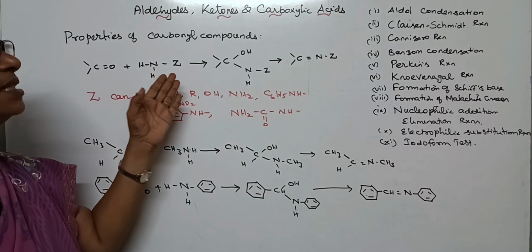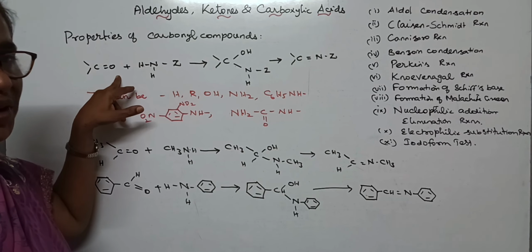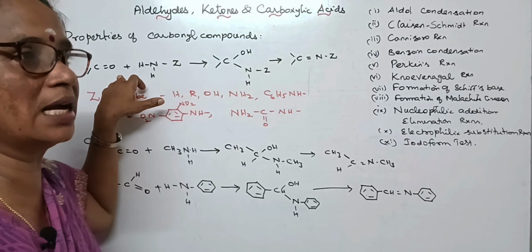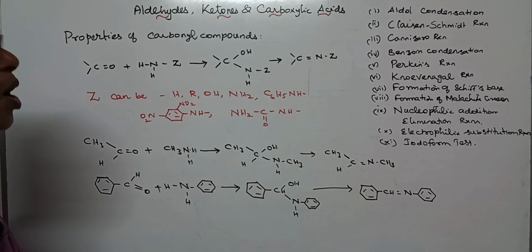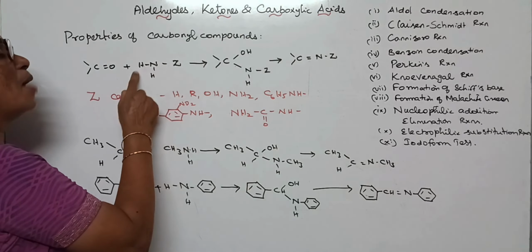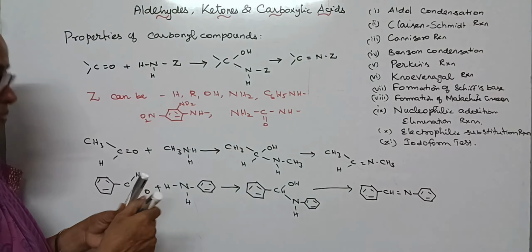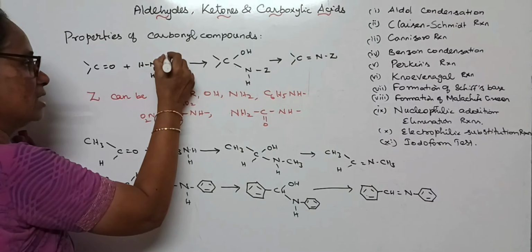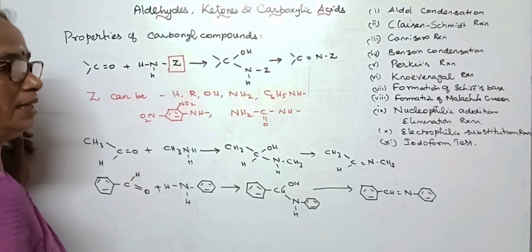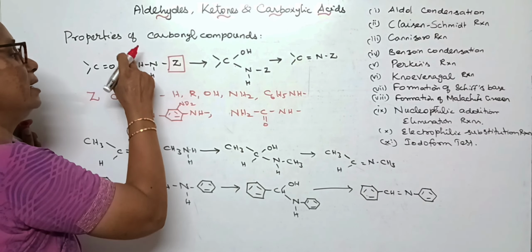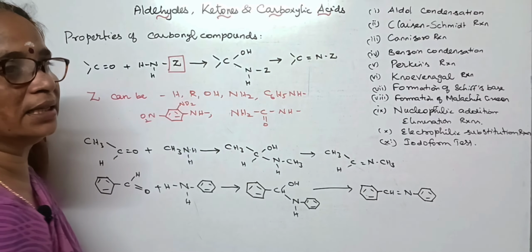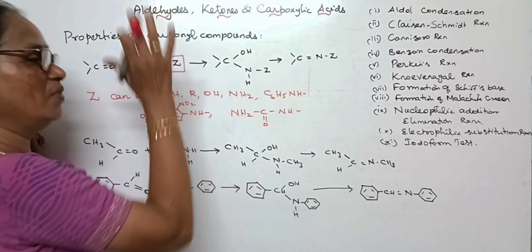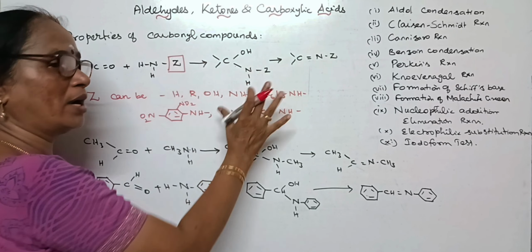Let us discuss how the nucleophilic addition and elimination reaction takes place in a carbonyl compound. See, this is the carbonyl group. We are taking ammonia or its derivative. Here the Z group is attached to the nitrogen, and only the 2 hydrogens attached to the nitrogen will proceed in the reaction. The Z group will be retained in the product itself.